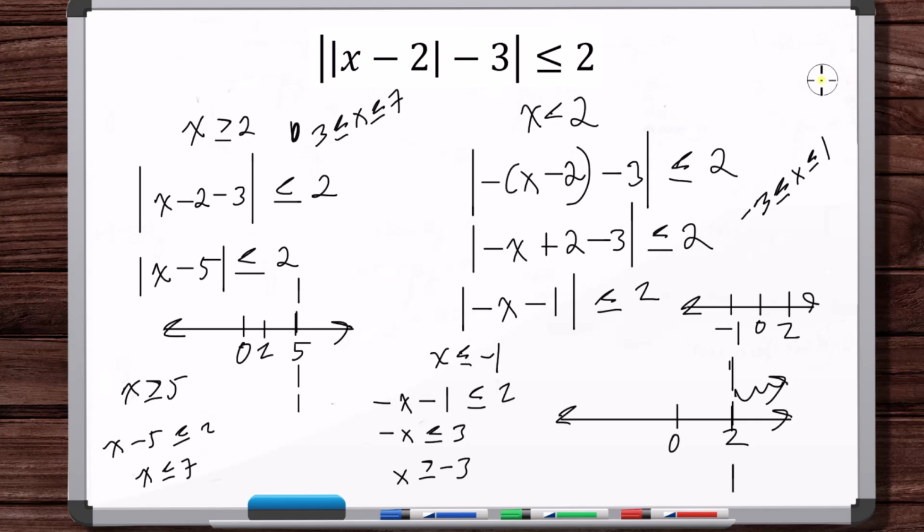So we've accounted for x is greater than or equal to 2, x is less than 2, so that's everything. So now let's just combine these two as an OR. So it looks like it's going to be -3 to 1 and then 3 to 7. So -3 to 1, well, with brackets, -3 to 1, and then in union with 3 to 7. That's the solutions.